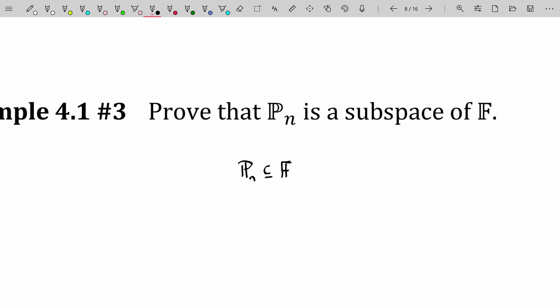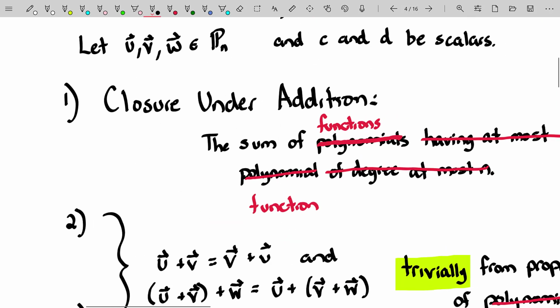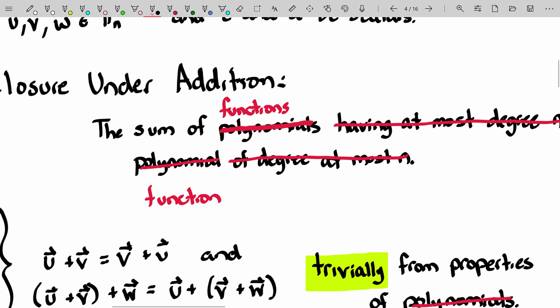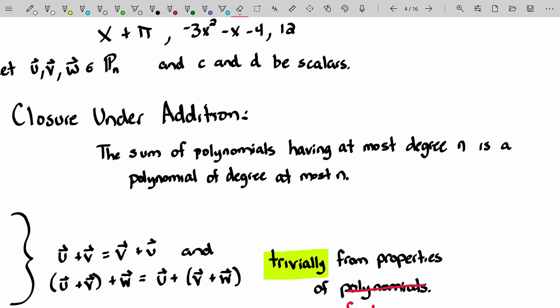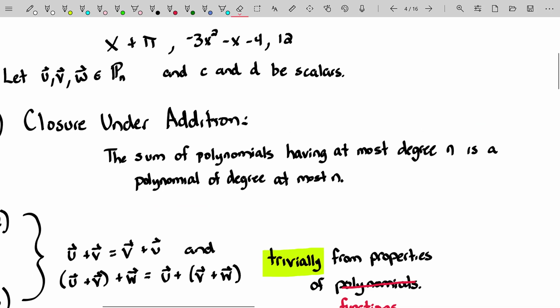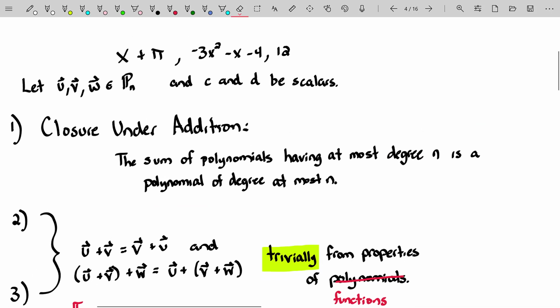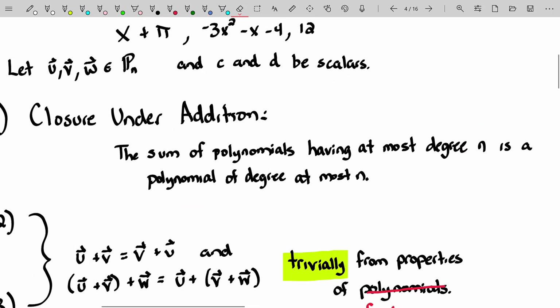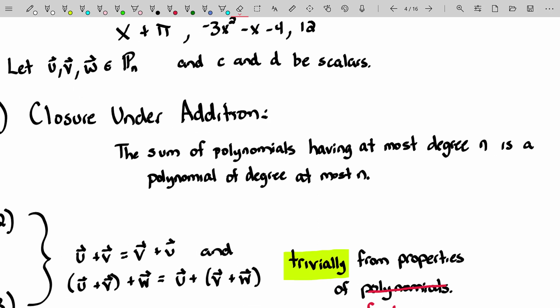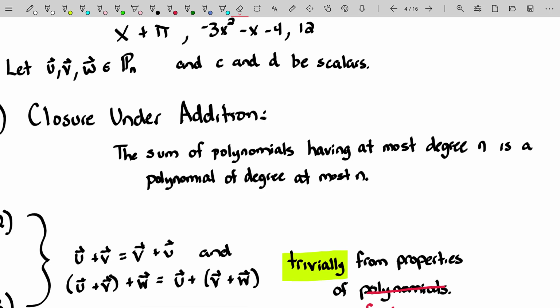But luckily, we've already done this in a previous video. In a previous video, we had written that the sum of polynomials having at most degree n is a polynomial of at most degree n. So therefore we have closure under vector addition for the set of polynomials of degree at most n. So you grab any two vectors from that set, add them up, there's still a vector which is a polynomial of degree at most n, therefore that vector is still in P sub n. So we have closure under addition.